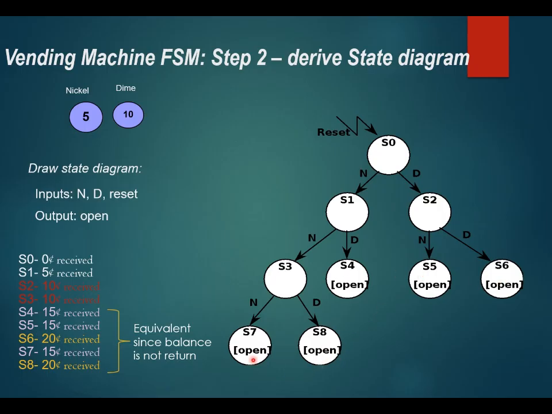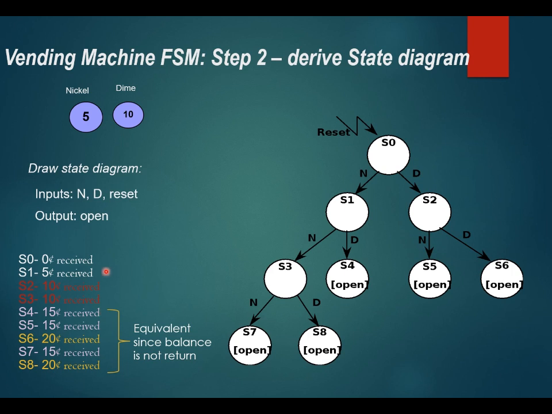How do you know it's the end? It's the end when the amount of money received is sufficient to release the drink. For example, 5 cent received, and then another 5 cent received. So S3 means 10 cent is accumulated, as defined here. And then if a third 5 cent is received, S7 means 15 cent accumulated, and then it should release the drink. This is a Moore FSM, so the output is labeled under the state. You can label open under the state, which means open equals 1 here. Those states with no open label mean open equals 0 by default. Okay, so this is how you label.